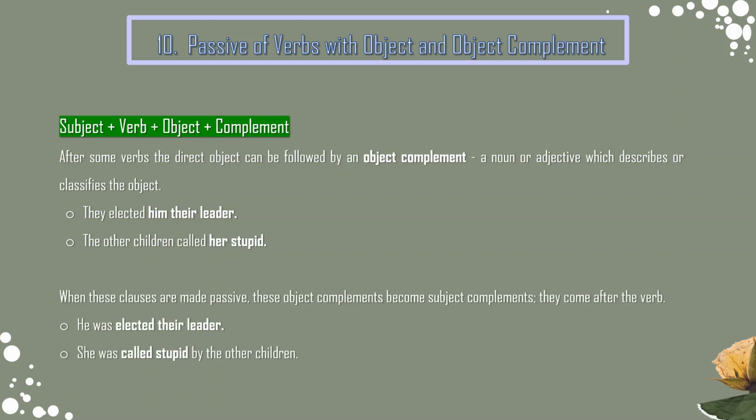When these clauses are made passive, these object complements become subject complements. They come after the verb. For example, he was elected their leader. She was called stupid by the other children.